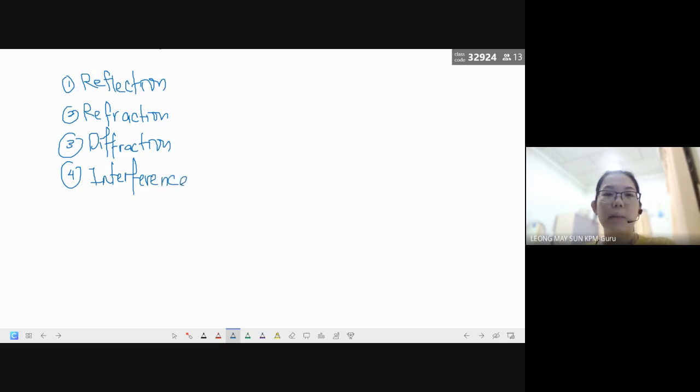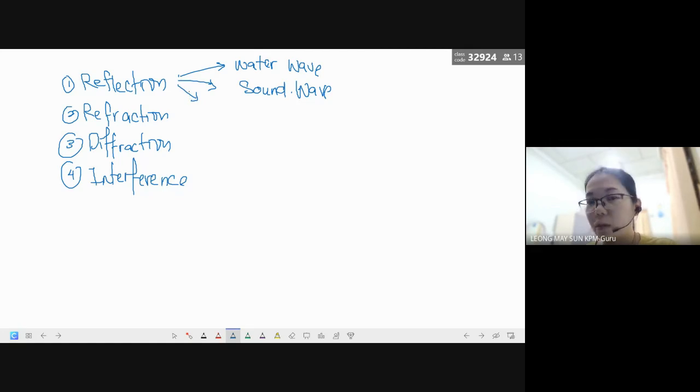Whenever we talk about these four phenomena, in this chapter I noticed they focus more on water waves and also sound wave for reflection and refraction, because in chapter 6 we will focus on reflection of light and refraction of light. So light is also a type of wave, but they took it out from this chapter to talk about it in the next chapter. Diffraction, we will talk about 3: water, sound, and light. Wave interference also, we will talk about 3: water, light, and also sound wave.